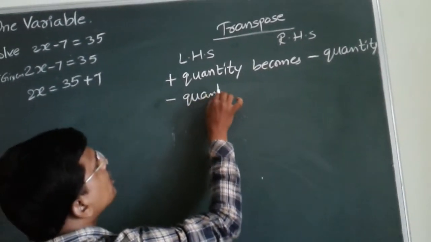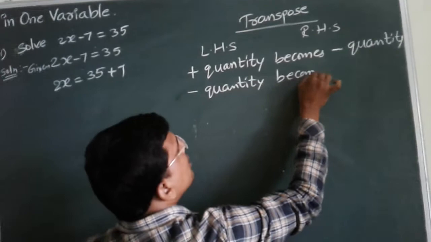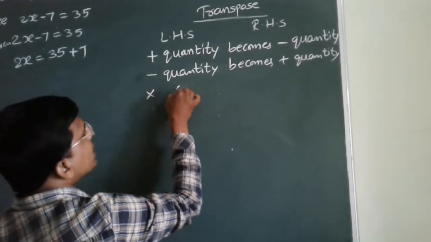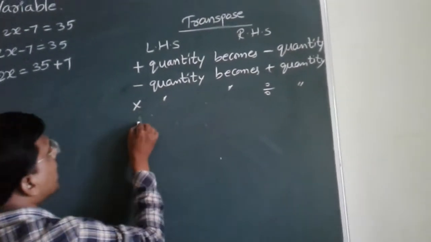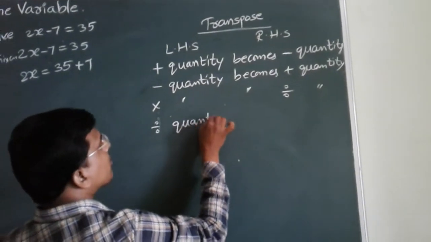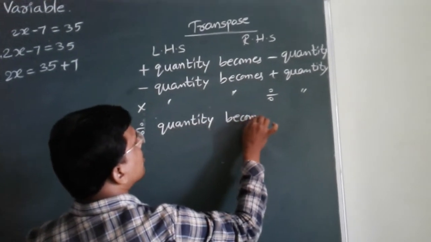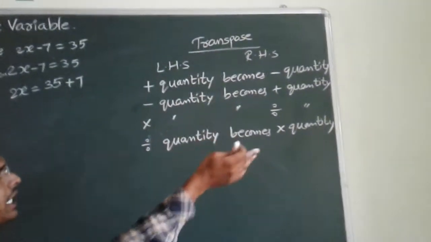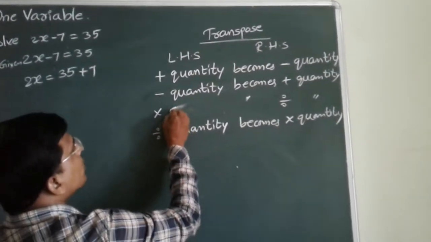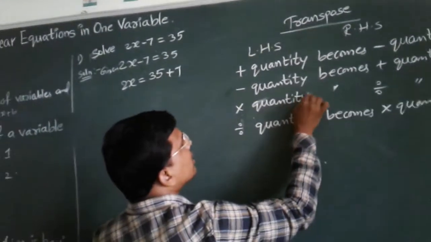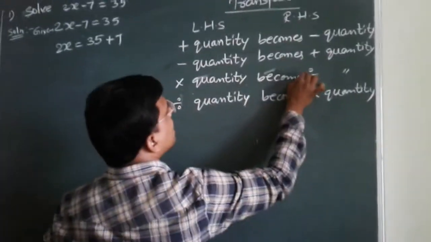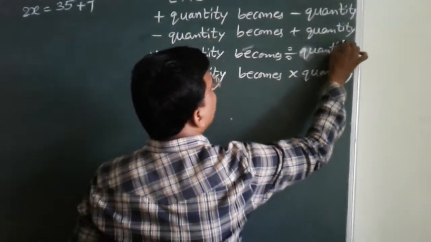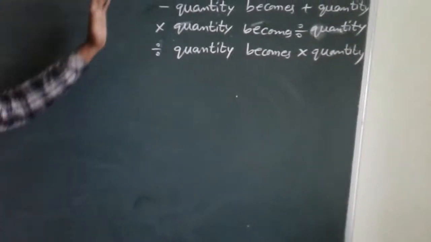Minus quantity becomes plus quantity. Into quantity becomes divided by quantity, and divided by quantity becomes into quantity. So taking the sign from the left hand side to the right hand side is known as transpose. Plus becomes minus, minus becomes plus, into becomes divided by, and divided by becomes into. This is the transpose.